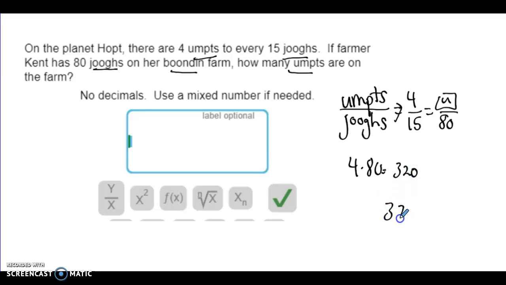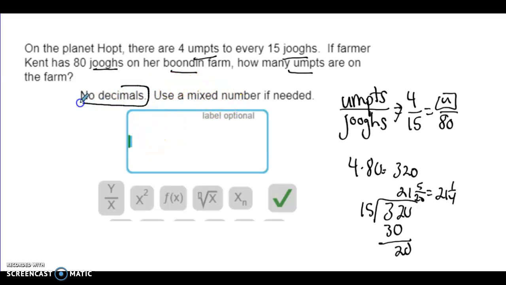And then 320 divided by 15 is, this is 2. That's 30. That's 20. 1 5/20, which is 21 1/4. Again, you're going to have to do, oh, right here, no decimals. Oops, I didn't even follow my own rule of reading everything first. Use a mixed number if needed. There it is right there.